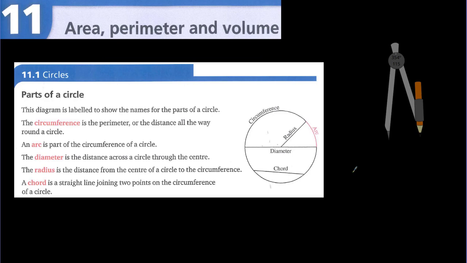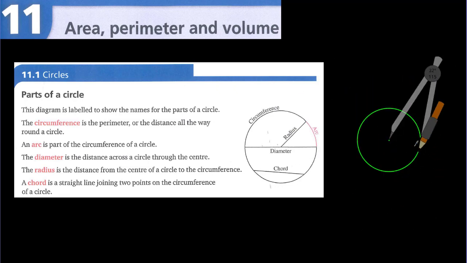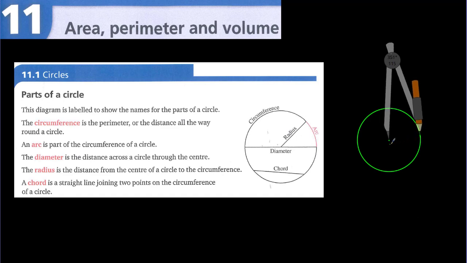Hi dear students, we are starting a new chapter, area, perimeter and volume, and we are going to continue with circles, and we are going to start with the parts of the circle. Here for the circle, we need a compass for drawing the circle. When you put one leg of the compass at the center and use your pen, you are going to draw the circle like this, and this is the center of the circle.